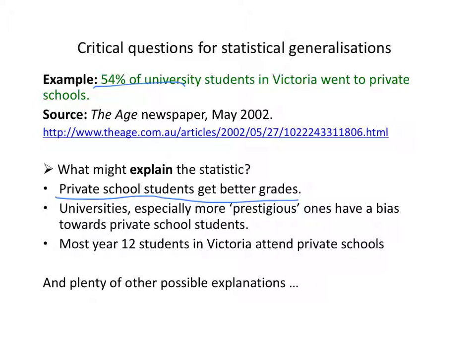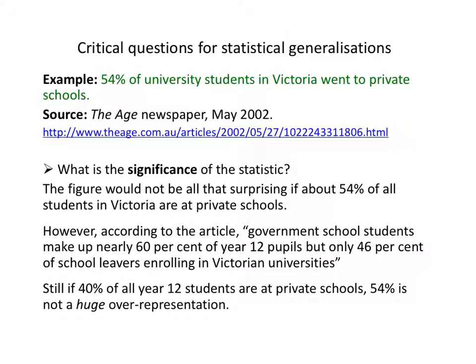If that was true, if most Year 12 students go to private schools, then that would explain why most university students went to private schools. And of course, there are lots of other possible explanations. These are interesting to think about because they're relevant to what further conclusions you might draw from this statistical generalisation. Which brings us to this question: what is the significance of the statistic?